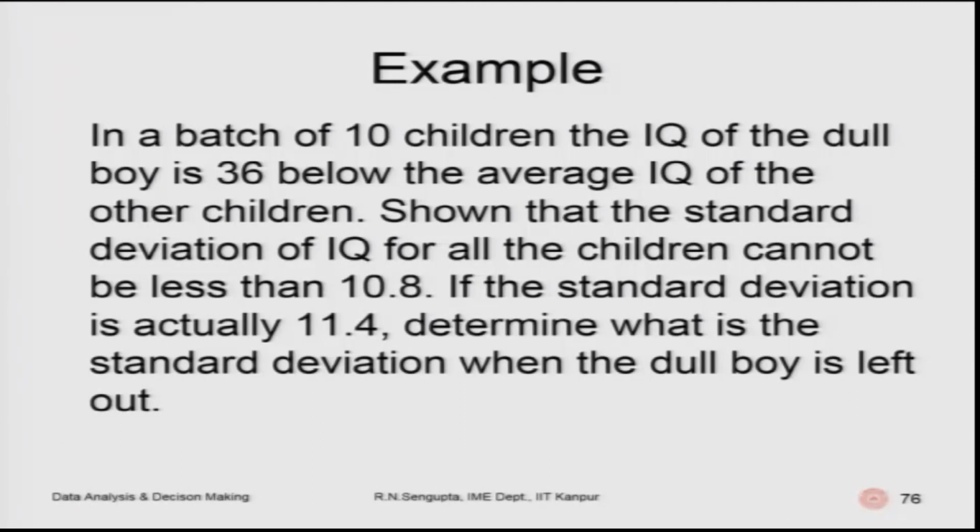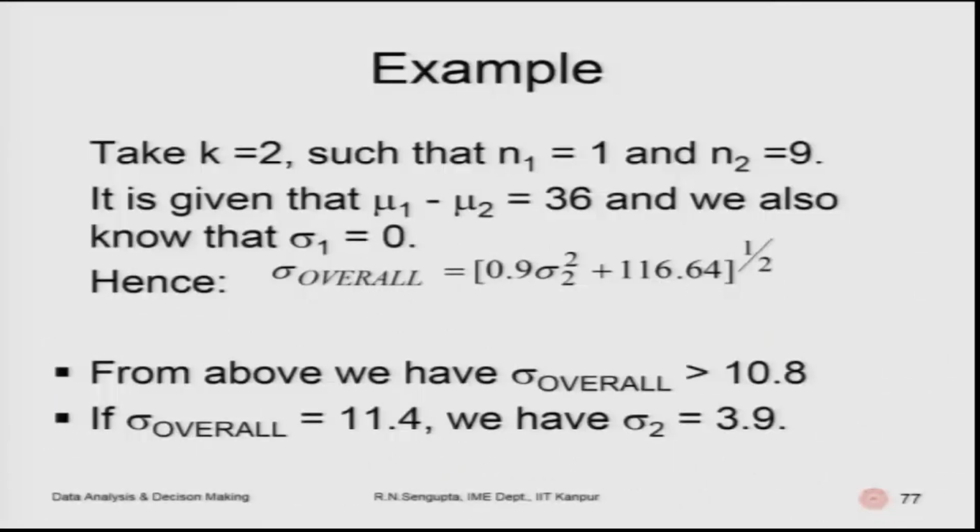So, let us divide into two groups, which is m equal to 2. In the second group there would be 9 students and 1 student which is the dull one. Based on that, we will do the calculation. So, let us proceed. Let us take k as 2 such that n1, which is the dull student, has observation size 1, and the other group has observation size 9, because there are 10 students in total. It is given that the difference between the mean IQs of the dull student and the rest is 36. So, it will be mu1 minus mu2 is 36.